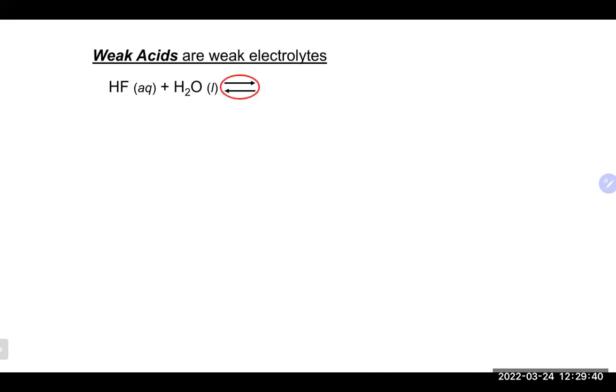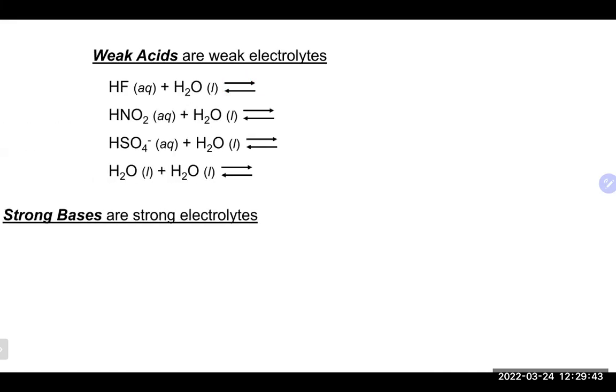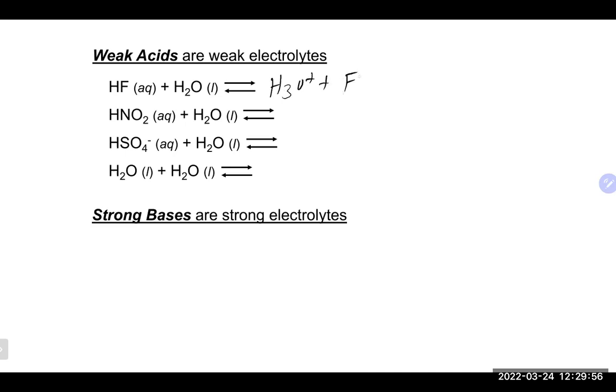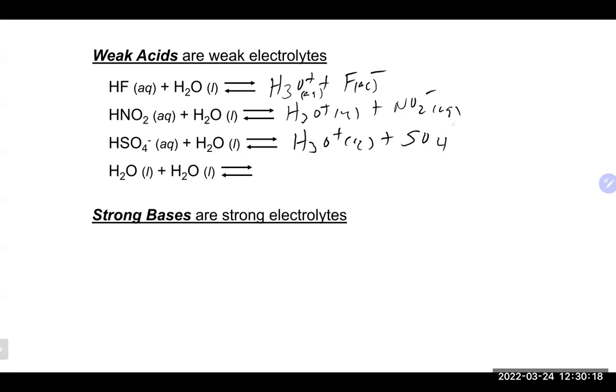And that's obviously different than some weak acids, like some of these here. HF, which is hydrofluoric acid, is a weak acid. HNO2 is nitrous acid, and water as well. So again, you get a similar reaction here. You get H3O plus some F minus. You'll get some H3O plus some NO2 minus. Get a little H3O plus some SO4 2 minus.